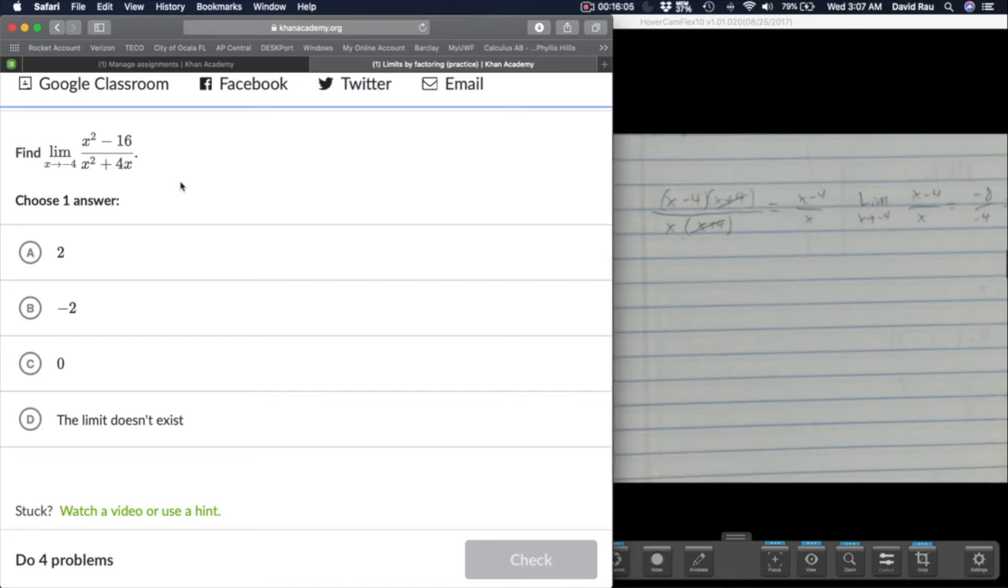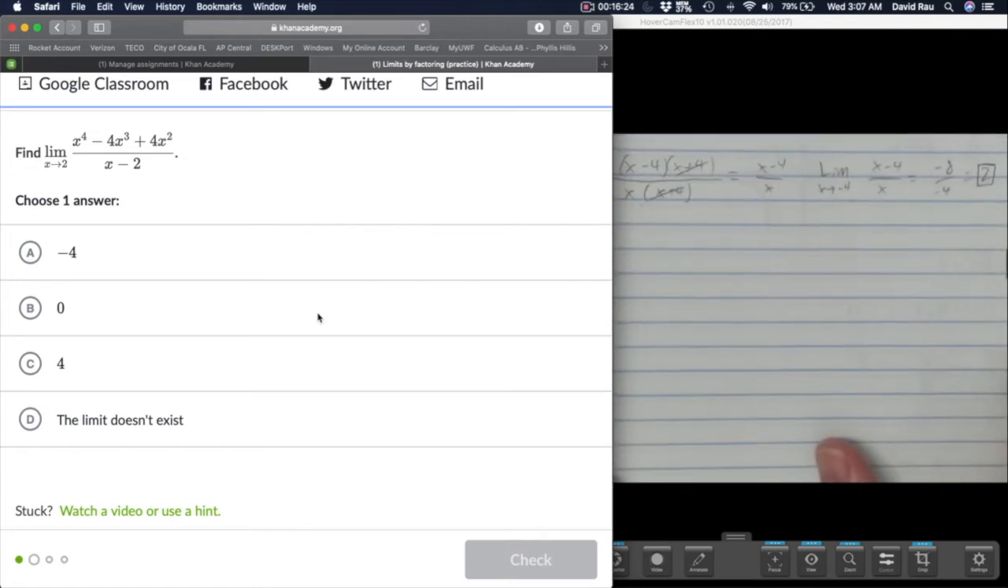So again, in this case, here's what would have happened. If you plugged in -4, just trust me, you would have gotten 0 over 0. But rather than spending all the time just to realize that we could factor and simplify, we might as well just do that up front. So this time we got positive 2. And I'll go through one more example really quick.